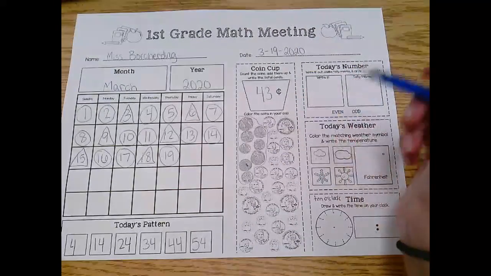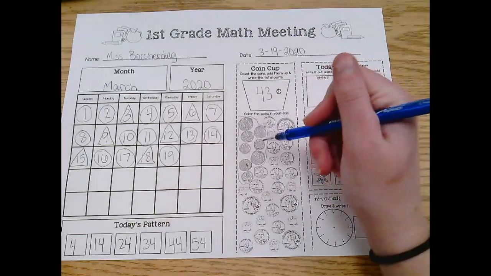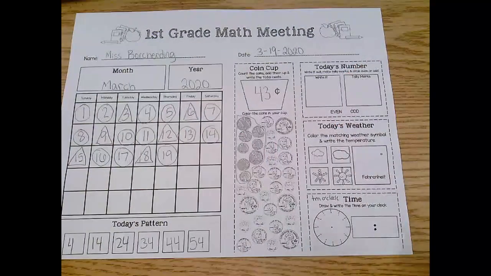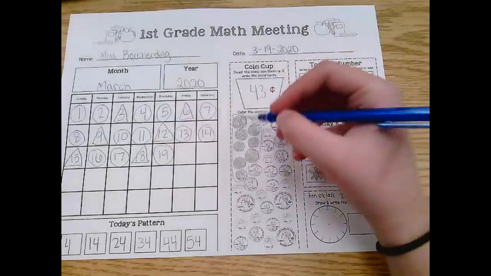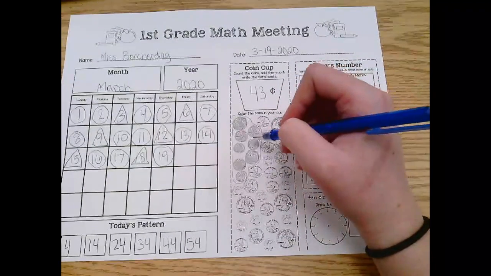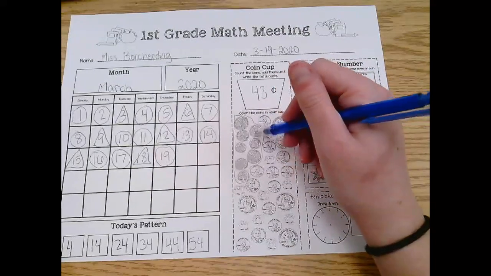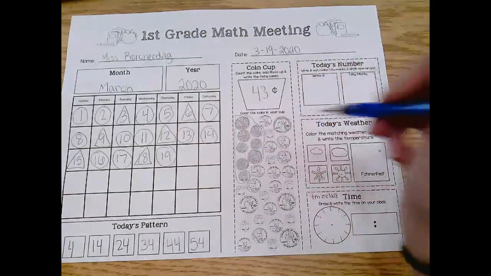You could use a brown crayon to color in our pennies, or you could use a gray crayon to color in your dimes and nickels and quarters, or you can just use a pencil like I did to shade as you count. We came up with 43 cents using 3 dimes, 2 nickels, and 3 pennies.